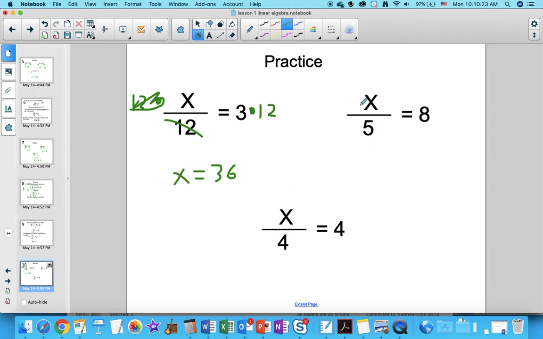x divided by 5 equals 4. Okay, well, divided by 5, multiply by 5. 5 times there, cancel, cancel, times 5 here, because whatever I do to one side, I do to the other. So x equals 8 times 5, which is 40.